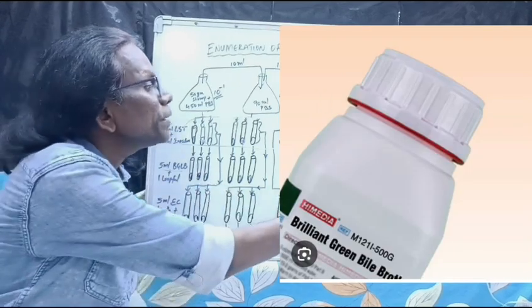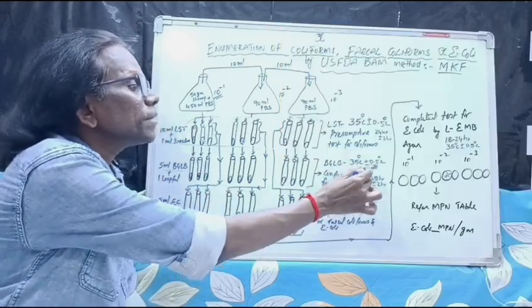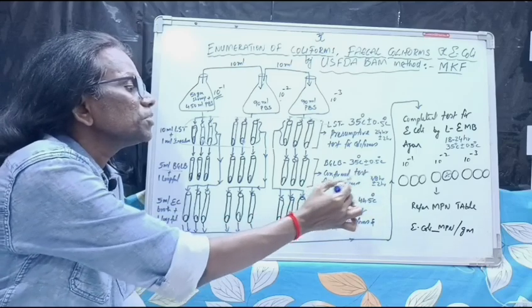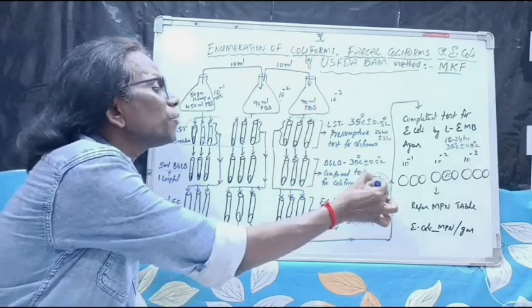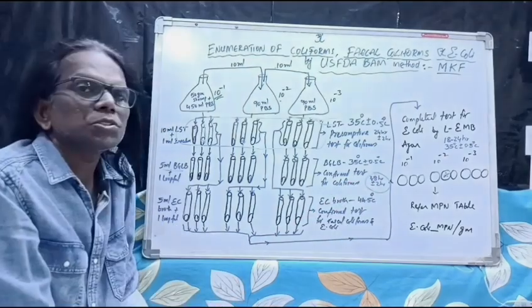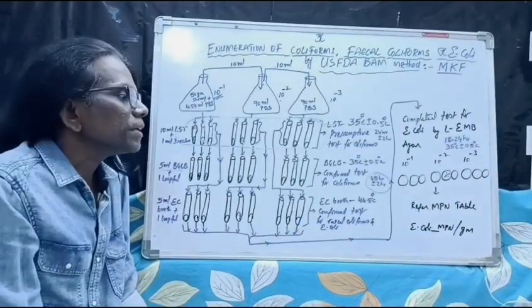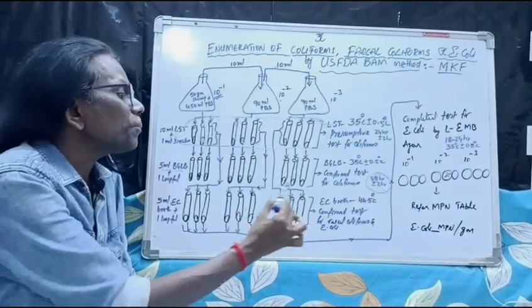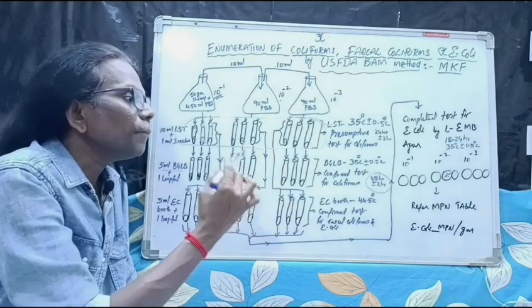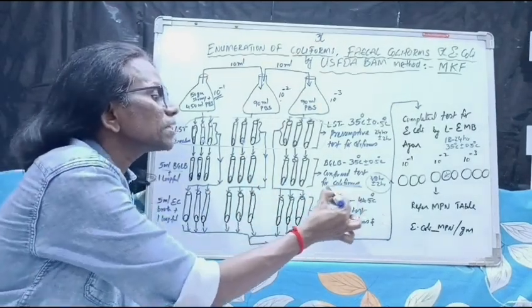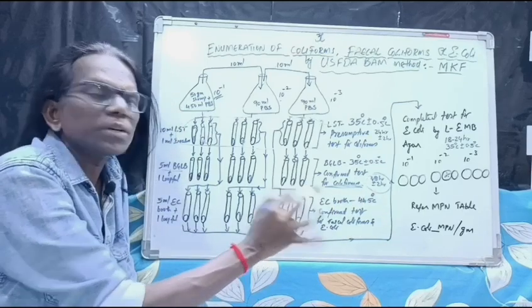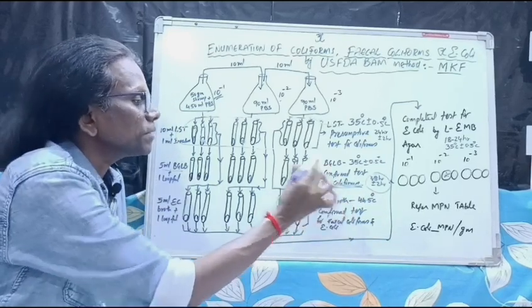Incubate at 35 degrees centigrade plus or minus 5 degrees centigrade in the incubator. This is the confirmation test for coliforms, and the timing is 48 hours plus or minus 2 hours. Depending upon the positive results, we refer to the MPN table, and we can express the results as coliforms MPN per gram. This is the coliforms confirmation test.